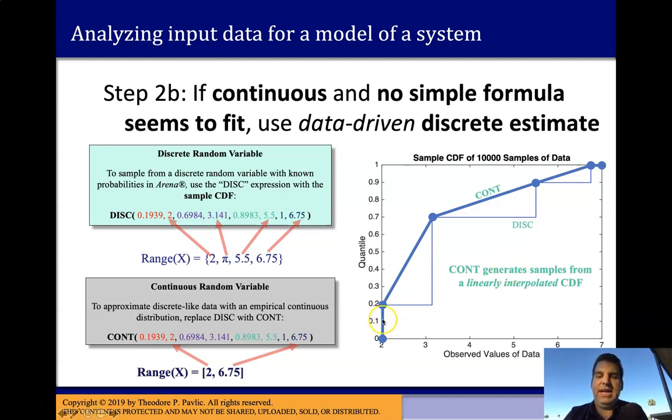So, if I have my empirical CDF here, for example, of my data set, we learned that for a discrete random variable, I can use DISC. Well, I can take that same one and use CONT with the exact same arguments here, and what it'll do is it will take that cumulative distribution, and instead of having these flat stair steps, it'll link them with these lines here. It just linearly interpolates between all the corners of the empirical cumulative distribution function. And that then allows Arena to sample from the entire distribution from 2 to 6.75.